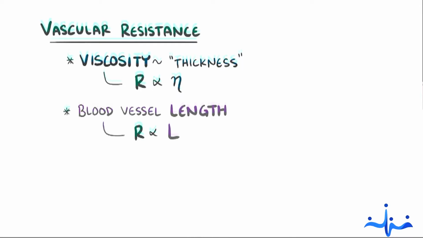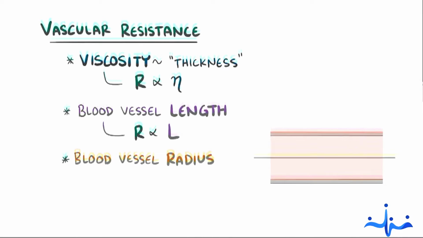A third factor that affects resistance is blood vessel radius, which in this case is inversely proportional to the resistance, to the fourth power. This means that as a vessel's radius goes down, its resistance really goes up.